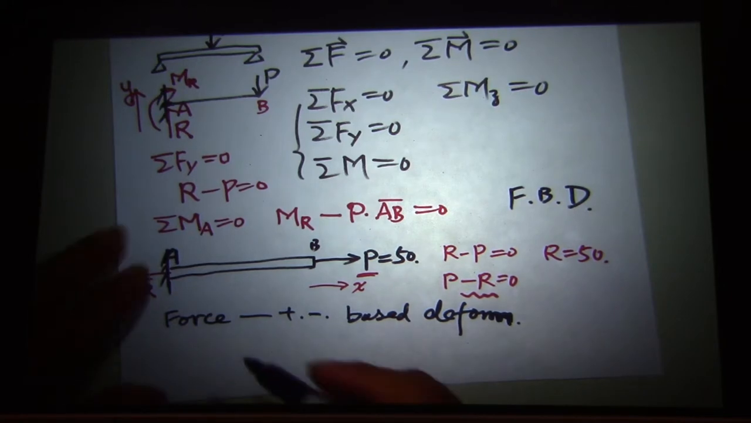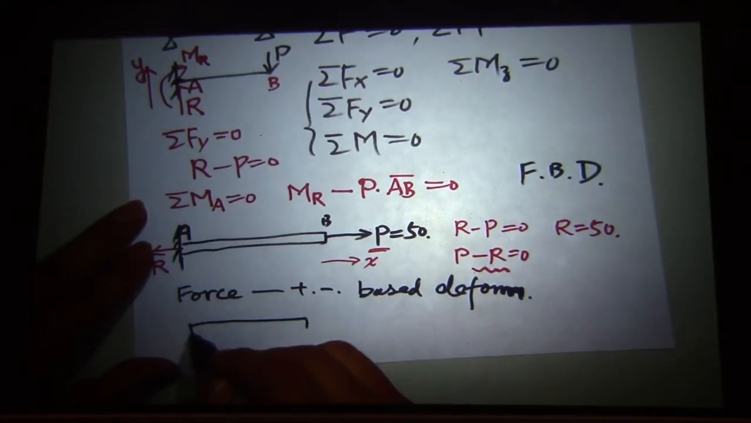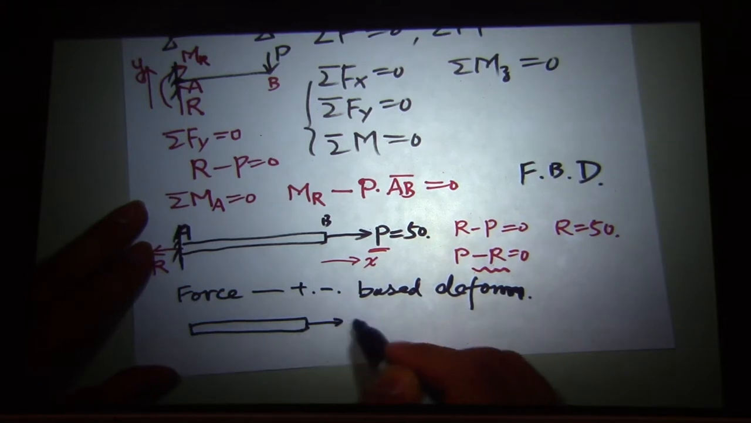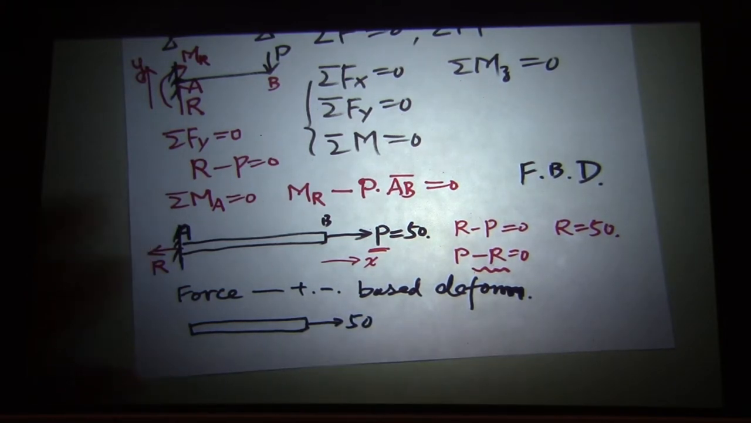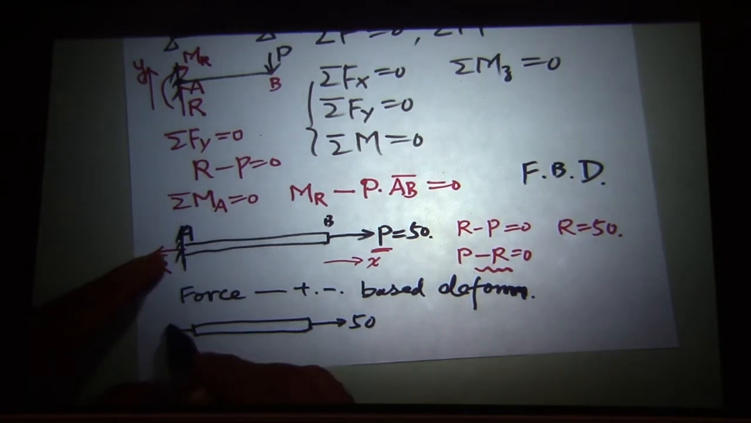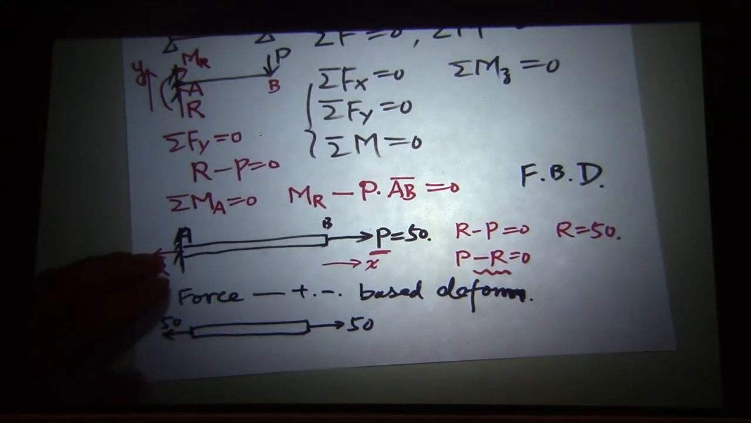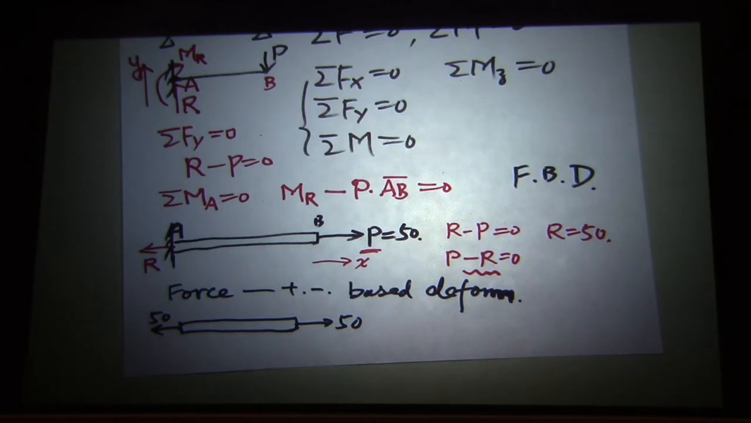So I just redraw it here. Let's say I have a bar. I'm pulling here with 50. Now, to make this bar in equilibrium, you must apply another force of 50 here. Is that correct? Because otherwise it will fly, and that's not what we're going to talk about. So in equilibrium, you must have a pair of forces applied.